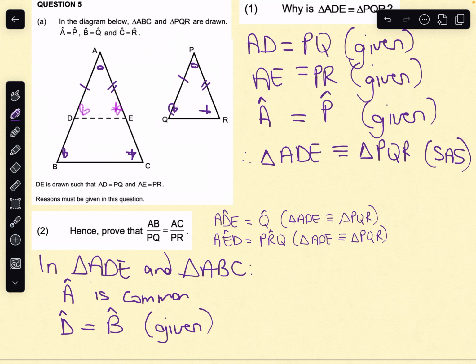And then finally, we know that angle E is equal to angle C, also kind of indirectly given, because angle E, we've just shown, is equal to angle R. That's what we were talking about there. And we know that R is equal to C. We were given that there.